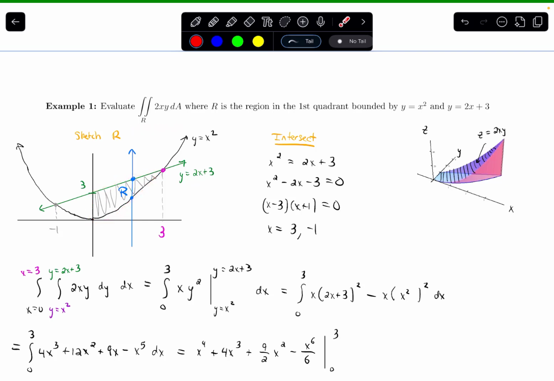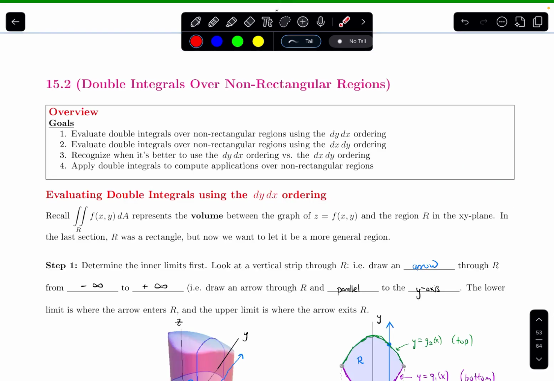So that is our process for doing a double integral over a general region that's not necessarily a rectangle. In terms of our goals for this section, we've learned how to do double integrals over these non-rectangular regions when we have dy on the inside and dx on the outside. In the next video, we'll talk about how we can do it if we switch that order.